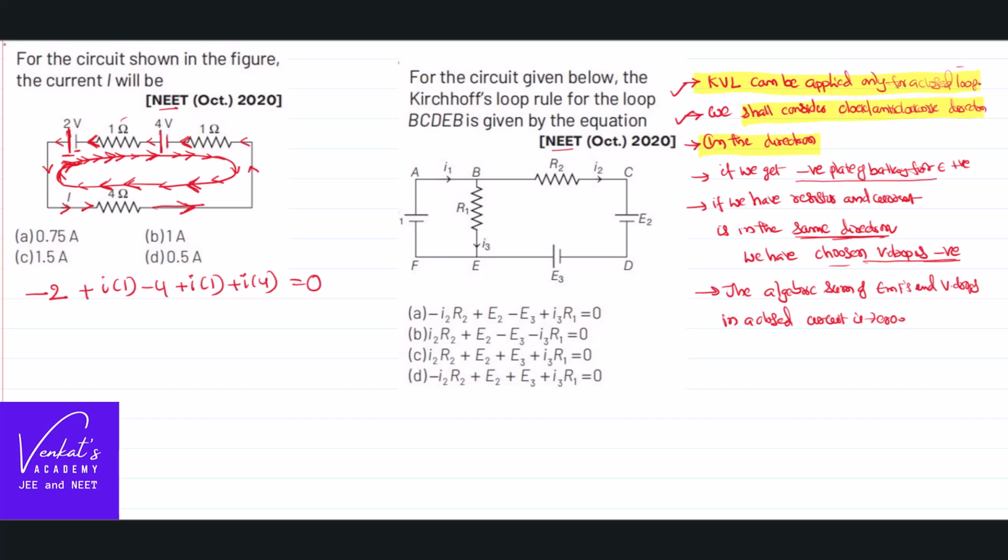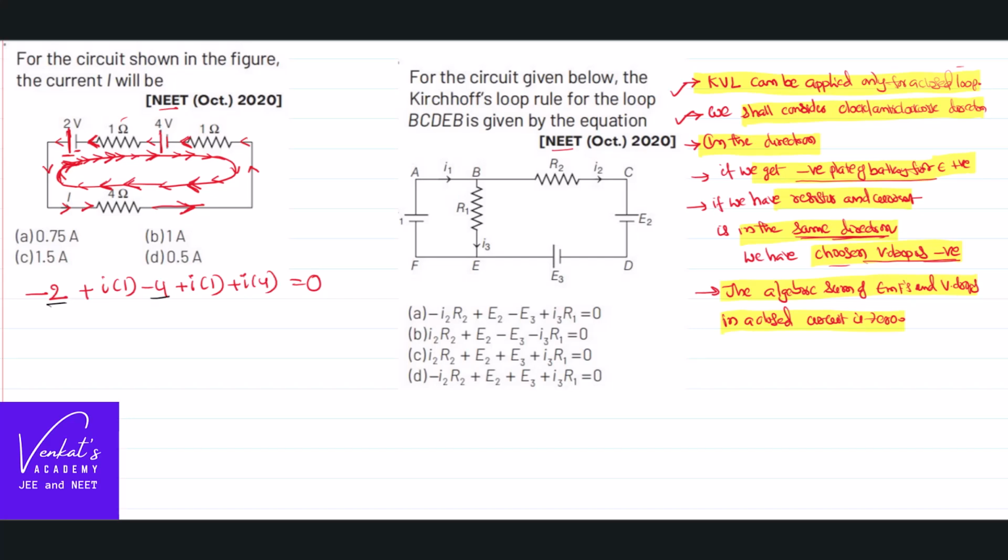In the direction that we have chosen while we are going, if we get the negative plate of the battery first, treat that EMF as positive and vice versa. In the direction that we have chosen, if the current is passing in the same direction that we have chosen, treat the potential drop across that resistor as negative and vice versa. Then the algebraic sum of all potential differences and EMFs in a closed circuit is 0. That is Kirchhoff law. Once you understand that, this is very simple to solve.